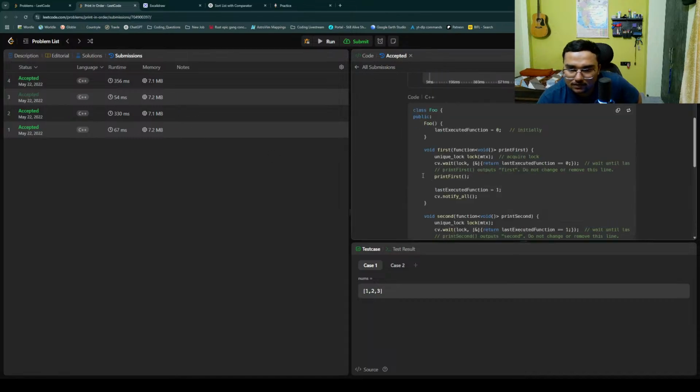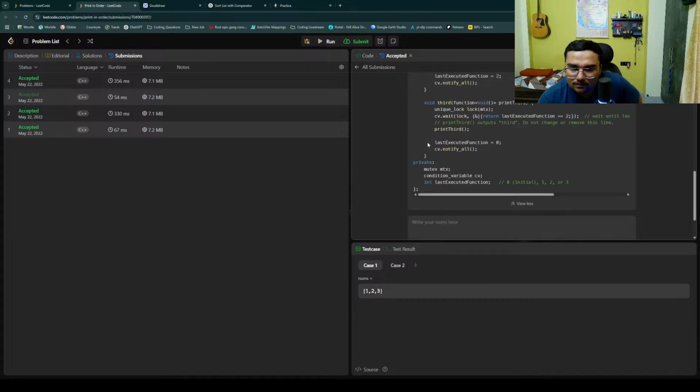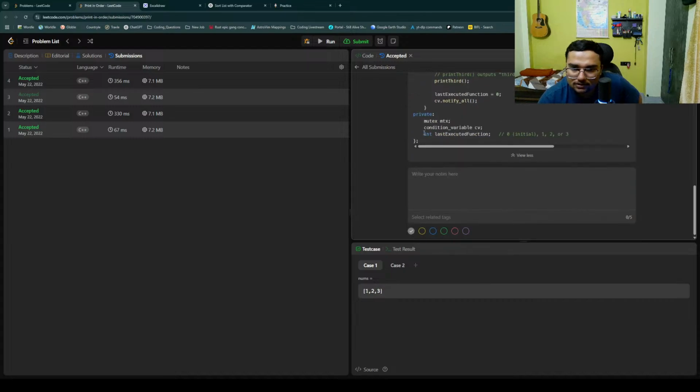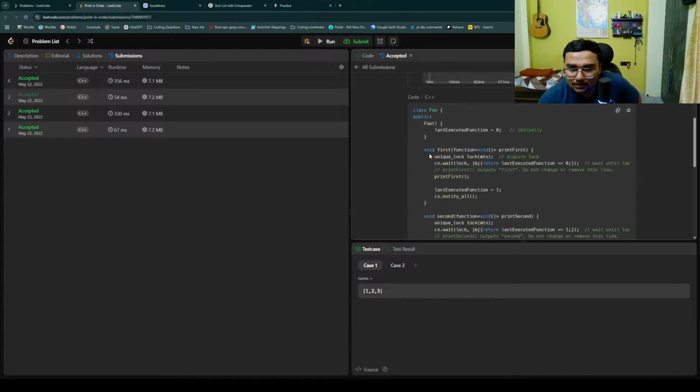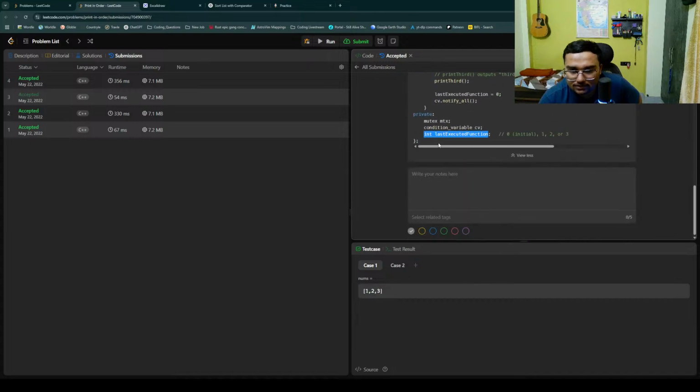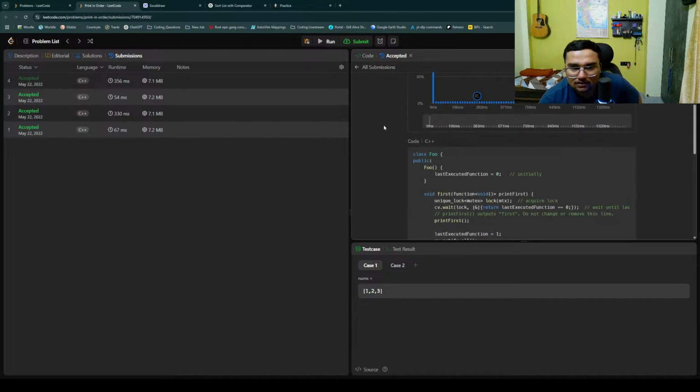Oh, yeah. So this guy has an integer value, 0 initial, 1, 2 or 3, then a condition variable CV. What is that? I can't read C++ anymore. Unique lock, mtx, mutex, condition variable CV. Let's see this one. It's the same thing.